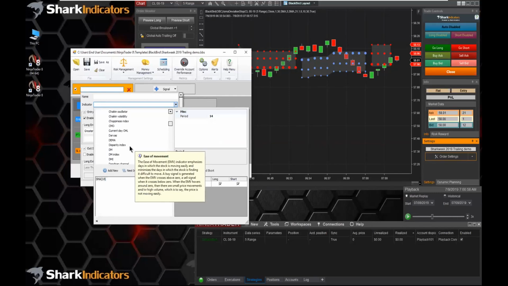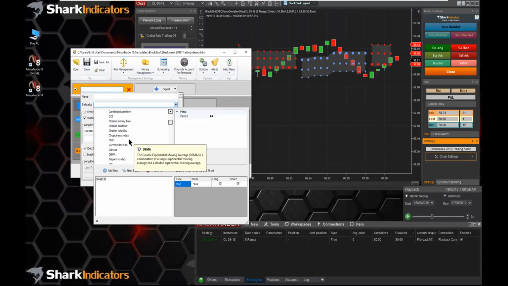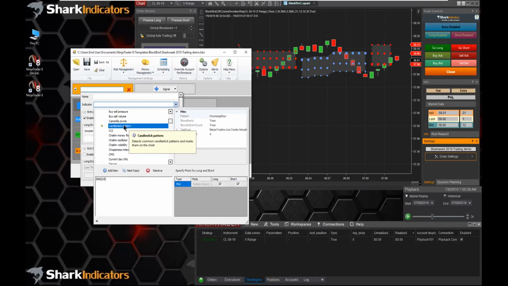Actually, no, you know what? There is a NinjaTrader one here. Let's see, where is it? The candlestick pattern. Yeah, their candlestick pattern does throw out signals, based on the candlestick patterns that you set the indicator up to look for. So as an example, if you wanted to look for the morning star candlestick pattern.